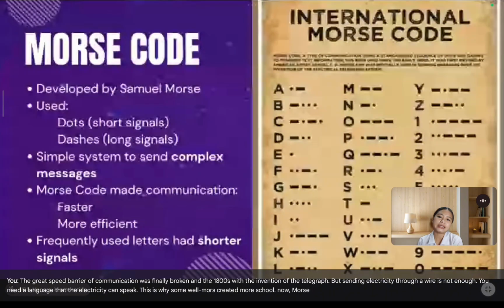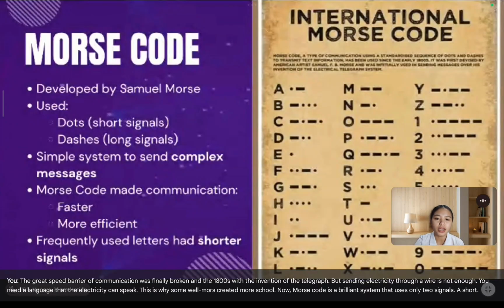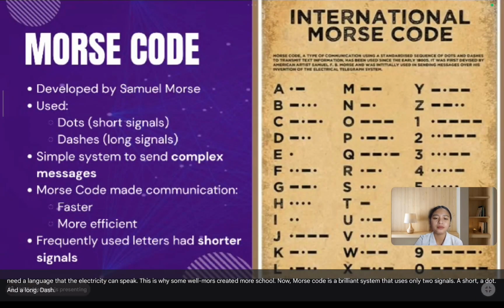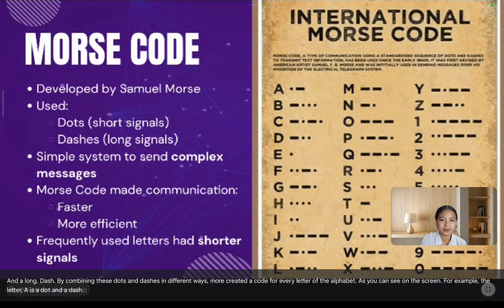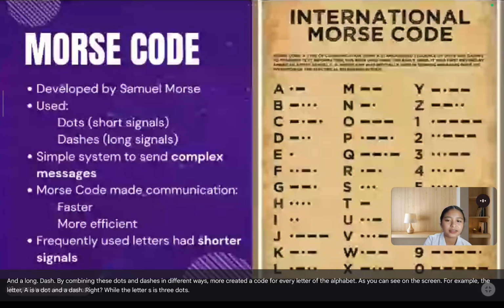Now, Morse code is a brilliant system that uses only two signals: a short, a dot, and a long, a dash. By combining these dots and dashes in different ways, Morse created a code for every letter of the alphabet, as you can see on the screen. For example, the letter A is a dot and a dash, right? While the letter S is three dots.